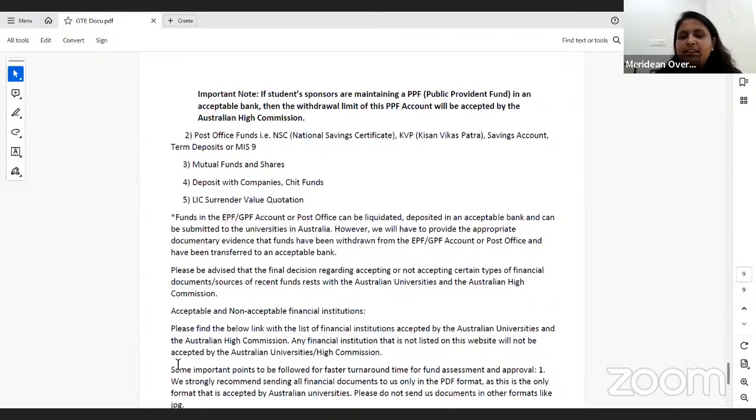So in a nutshell, we can say that Australian universities will be accepting only three forms of funds: savings, FDs and education loan.